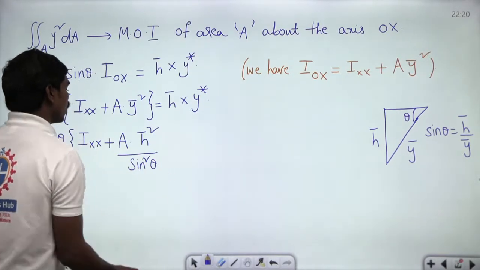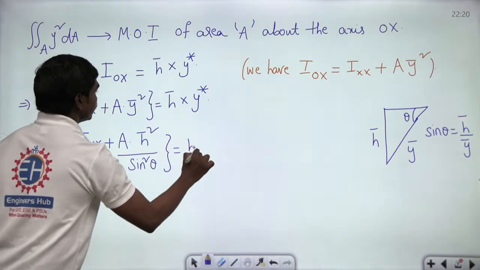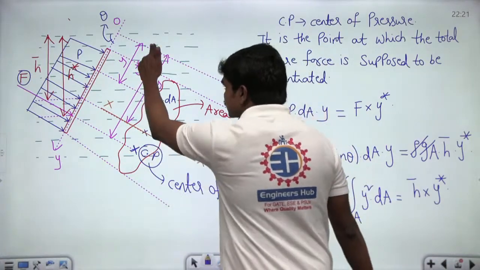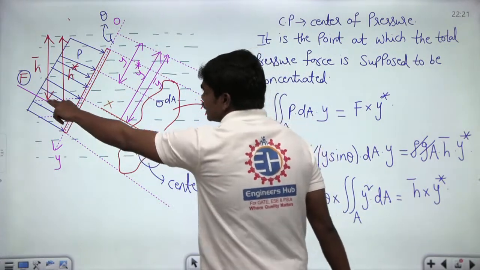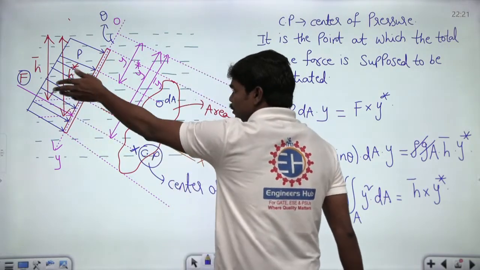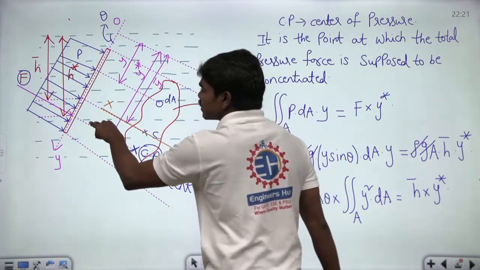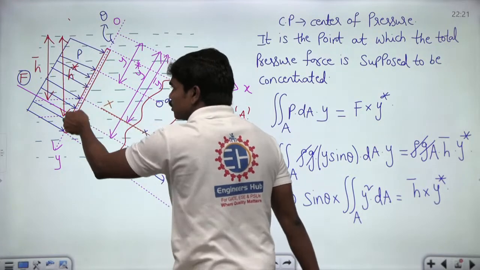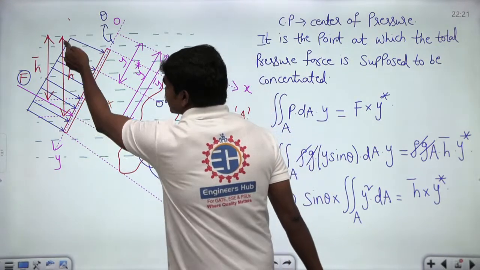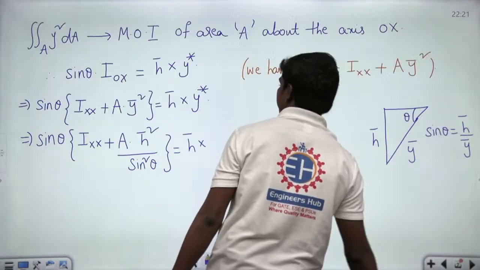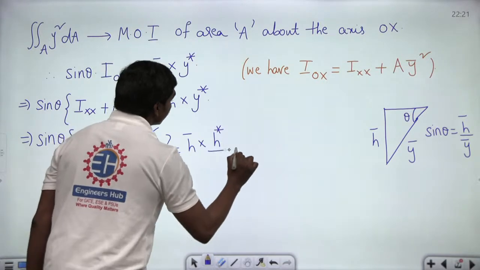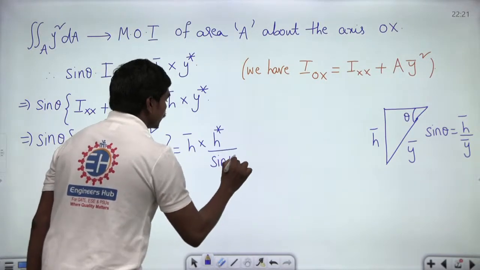This is what we can write always, and is equal to h bar into, now this y star, which we are denoting with this length. Y star means basically the location at which this total pressure is supposed to be concentrated. This y star is equivalent to projected h star. So now we can write this y star as h star divided by sin theta. Correct? You can write this.